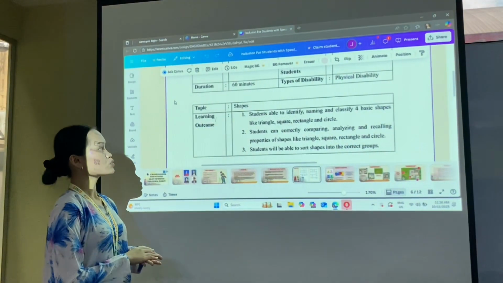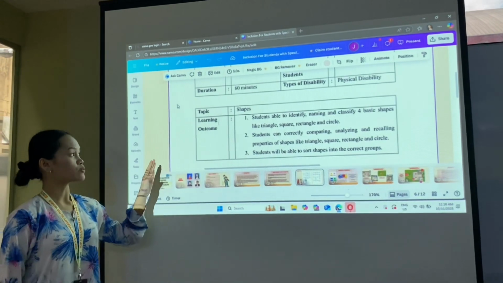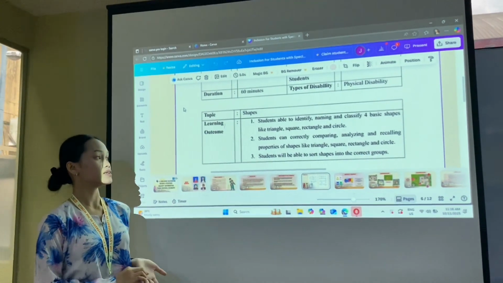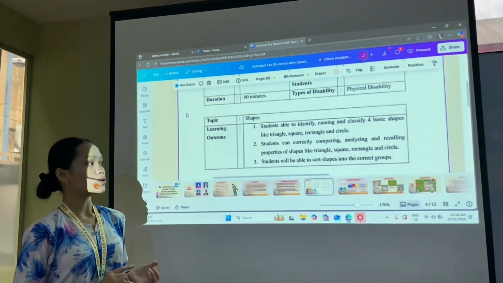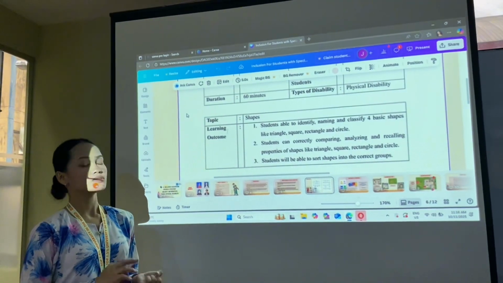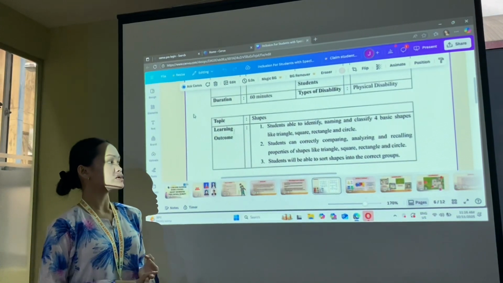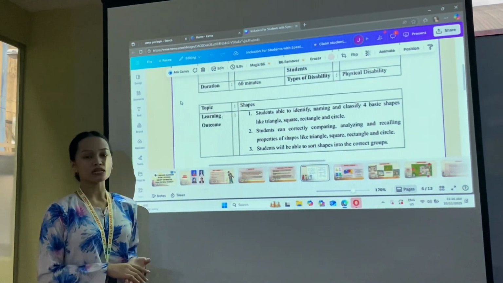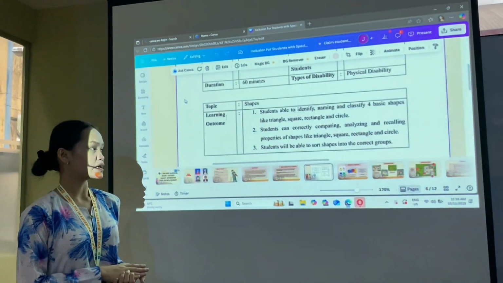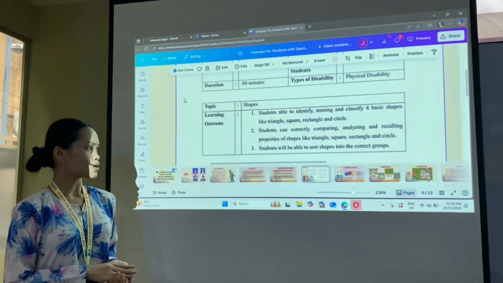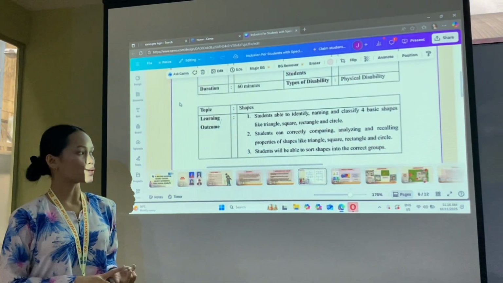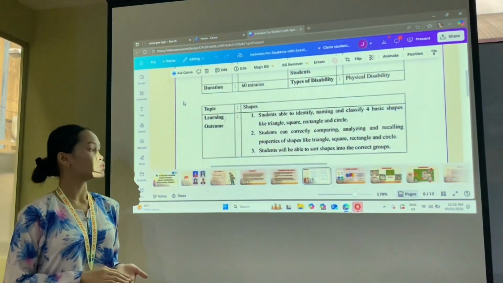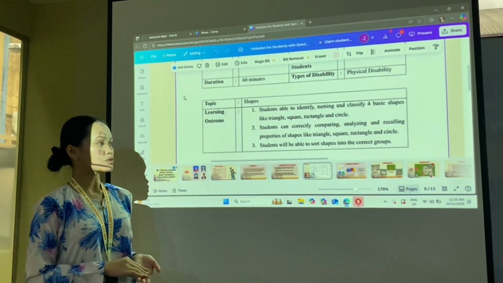The topic our group chose is shape. For the learning outcomes, the first one is students are able to identify, name and classify four basic shapes, which are triangle, square, rectangle and circle. The second learning outcome is students can correctly compare, analyze and recall properties of the shapes like triangle, square, rectangle and circle. The last one is students will be able to sort shapes into the correct group.